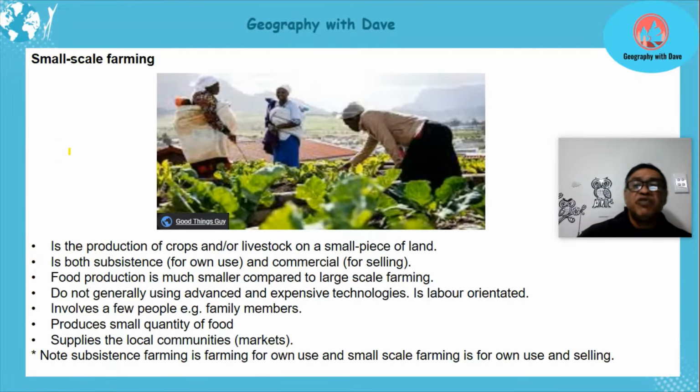Let's then look first of all at what is a small scale farmer. All right, or farming, let's put it that way, not the farmer. Farmer could be big size. Farming, the first thing we say is the production of crops or livestock on a small piece of land. Not large, not massive hectares and hectares and hectares. It's on a small piece of land.